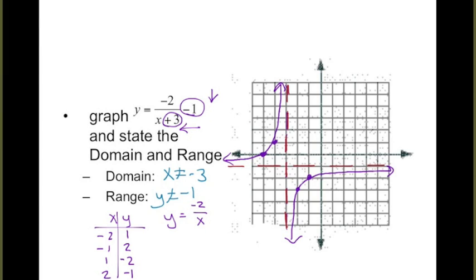Where do you get the x equals -3 and y equals -1? From the location of the asymptotes. So the vertical asymptote is at x equals -3, and the horizontal asymptote is at y equals -1. So the location of those asymptotes will give you your domain and range, because the graph will never equal those values because it'll never cross those lines.